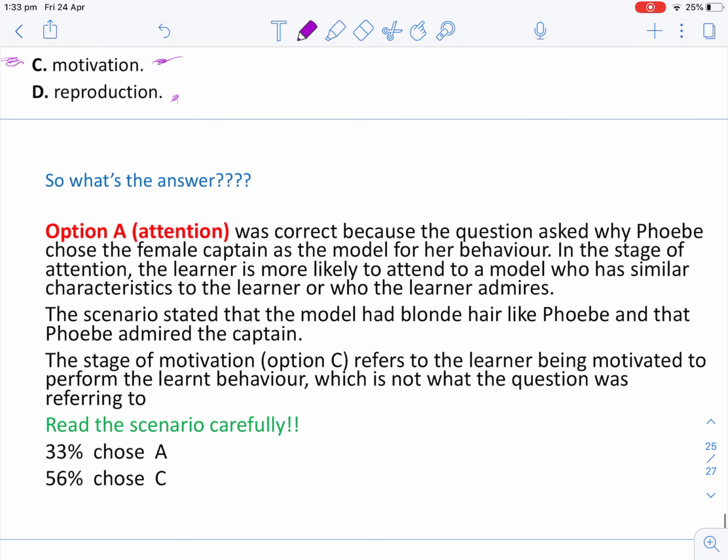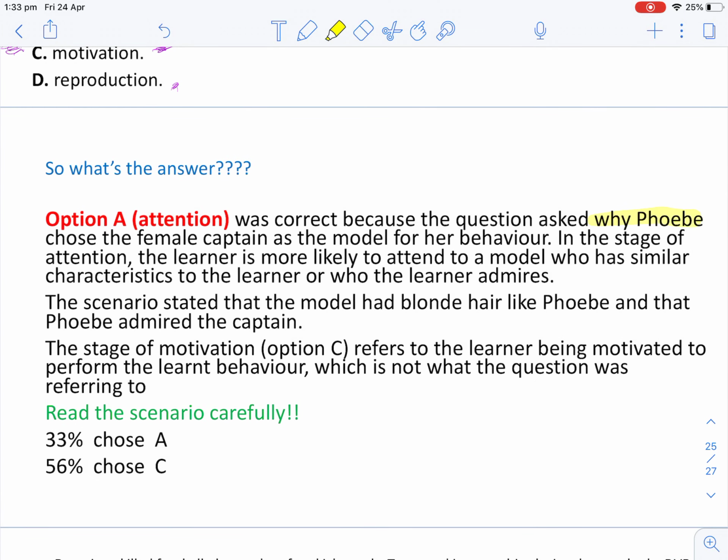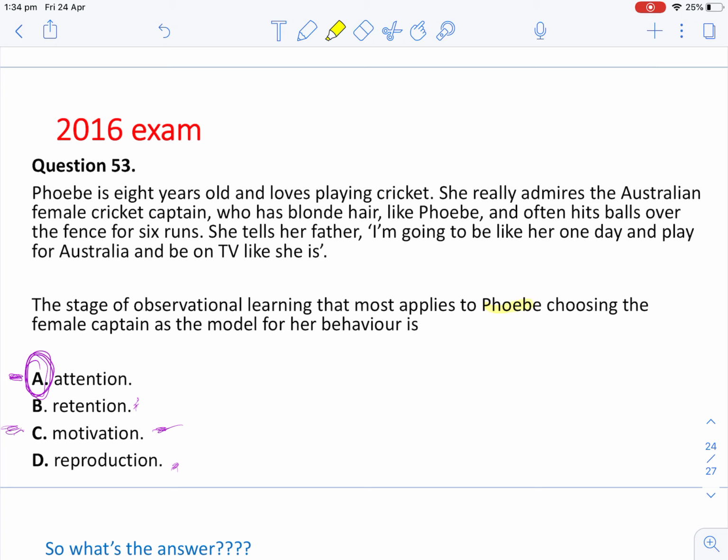So A was correct, because the question asked why Phoebe chose the female captain as the model for her behavior. So in that stage of the attention, the learner is more likely to pay attention to a model who has similar characteristics to the learner, or who the learner admires. If we look at the start of the scenario there, the model had blonde hair just like Phoebe, and that's why she admired the captain to start off with. So the stage of motivation, which is option C, refers to the learner being motivated to perform the learnt behavior, which is not what the question here was referring to. Why did Phoebe choose the female captain as the model for her behavior? So why did she initially choose her? So just an example there of how much attention you really need to pay in these kinds of questions.